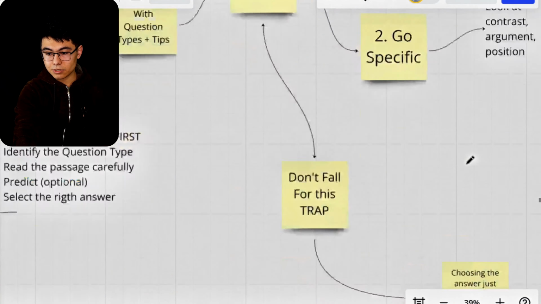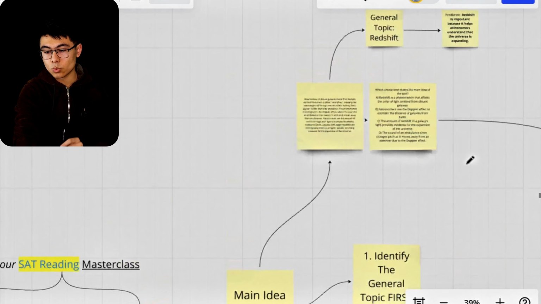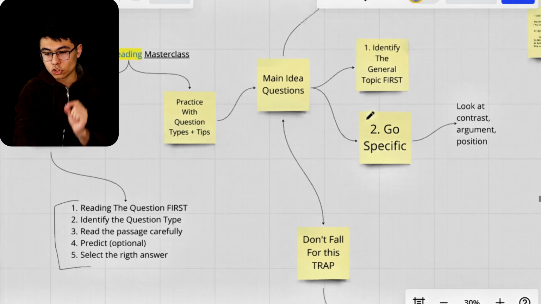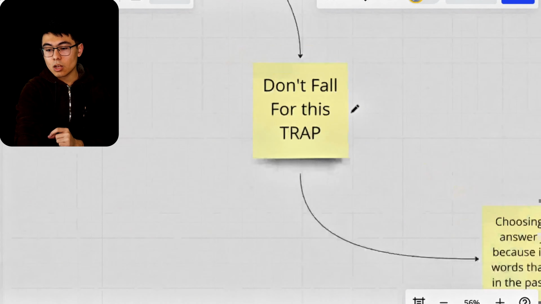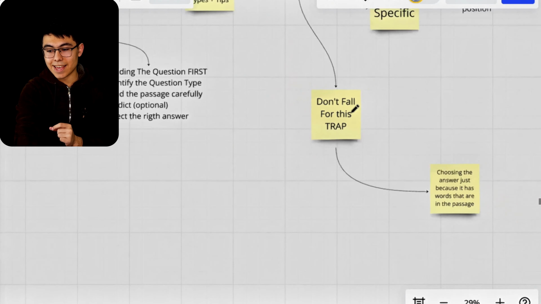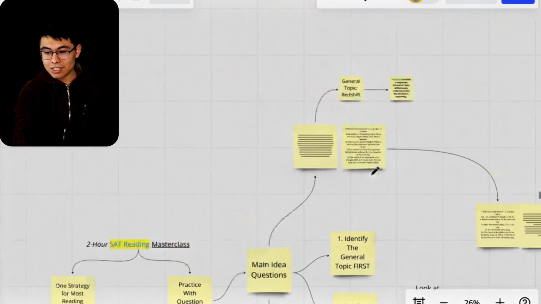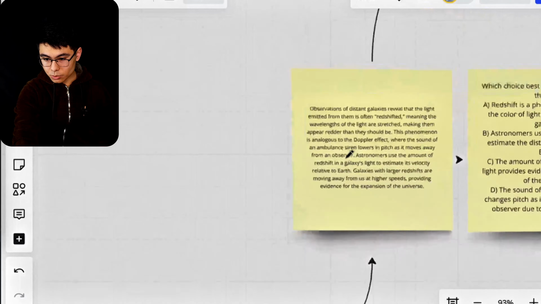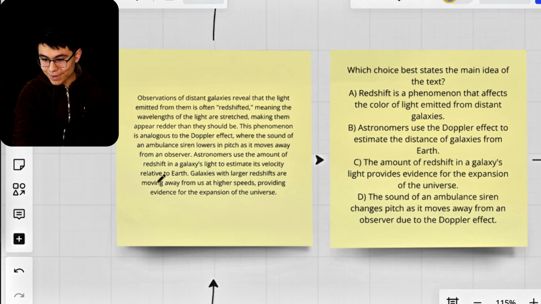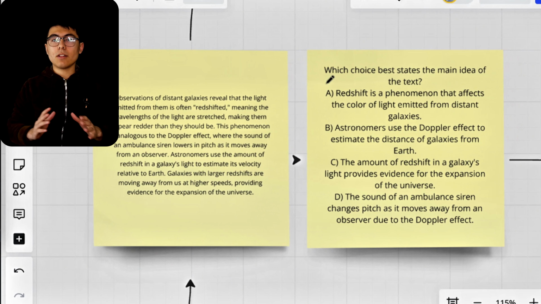And here's the SAT question. Before we go into this question, I should tell you one important thing, which is a trap that a lot of students fall into: choosing an answer just because it has words that are in the passage. Don't be confused by that. Now let's move on to the question. Here's the passage and here are the answer choices. You can pause the video now and solve it on your own first.